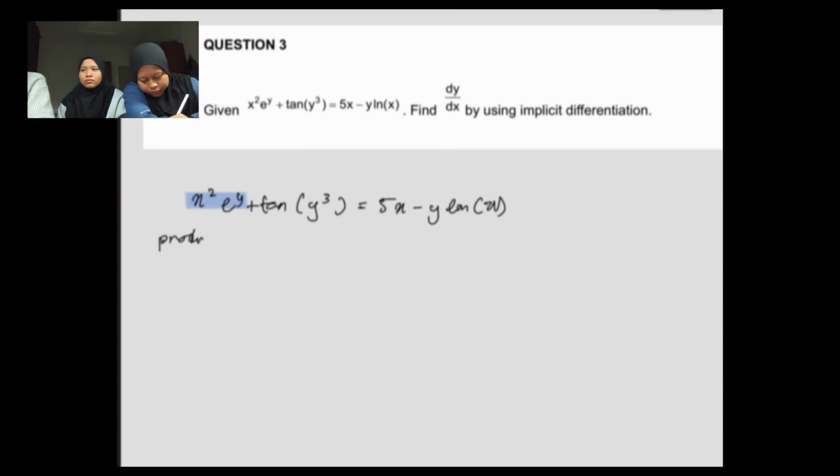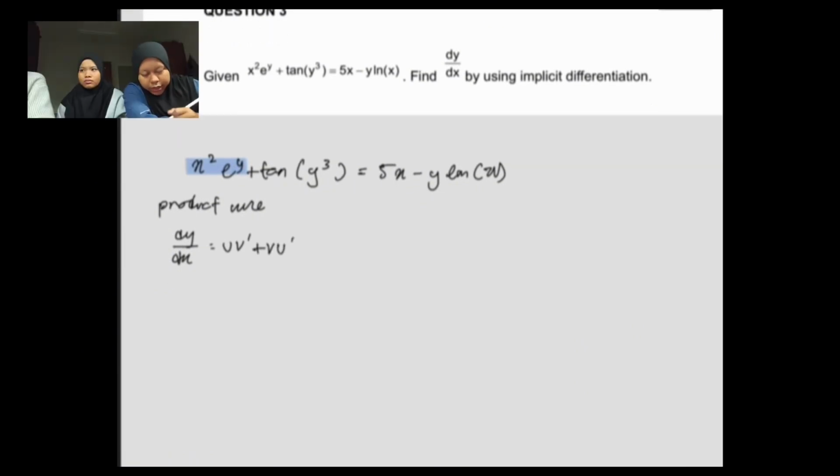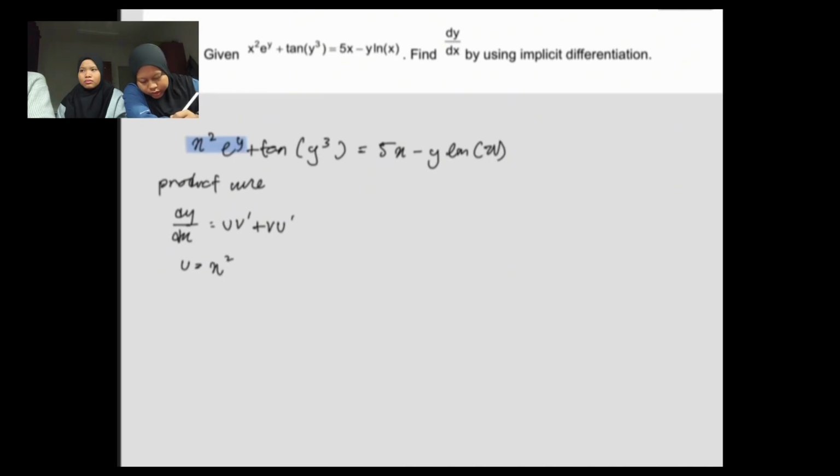dy over dx equal to u v prime plus v u prime. This is the product rule. So I will list it down, which is u equal to x squared, and for the u prime is 2x, and for the v is e to the power of y, and for the v prime is e^y multiplied with dy over dx, because it is to the power of y, not to the power of x.